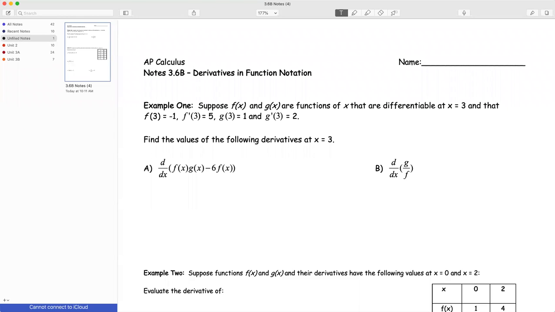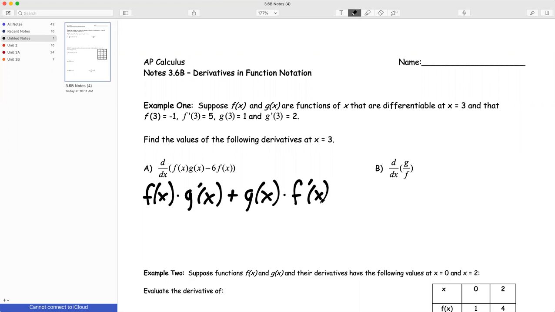So I'm going to take the derivative of what's inside the parentheses here. I have f of x times g of x, so I'm going to use my good friend number 1, the product rule. So we have f of x times g prime of x plus g of x times f prime of x.